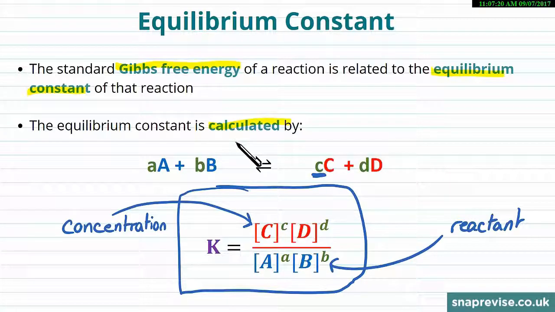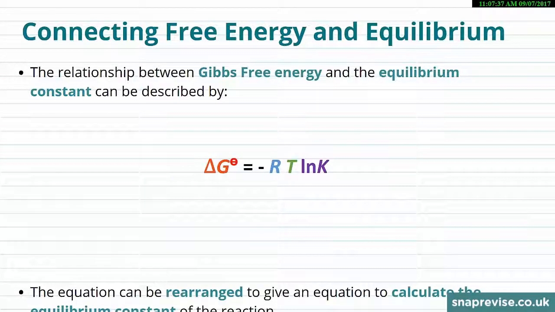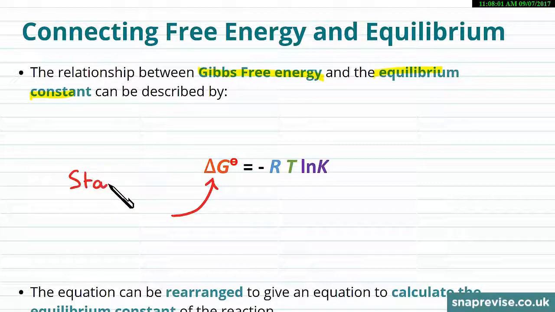So, now let's look at how that relates to the Gibbs free energy change. The equation we use to relate the Gibbs free energy change and the equilibrium constant is given here. Remember that delta, which is this triangular sign, means change, so delta G and then the standard sign means the standard change in Gibbs free energy.